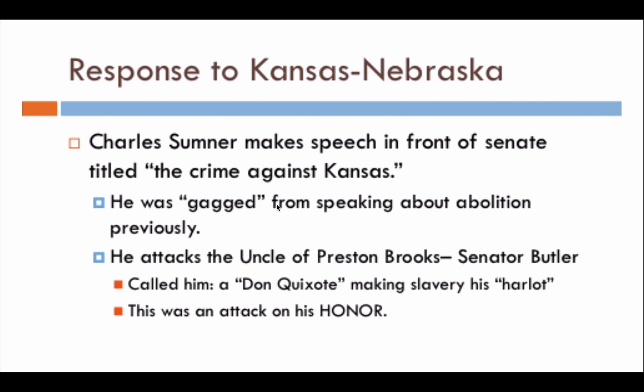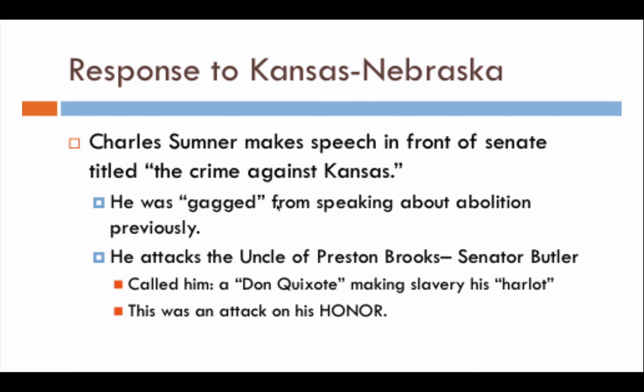Charles Sumner makes a speech in front of the Senate titled "The Crime Against Kansas," and in that speech, he basically attacked, figuratively, a guy by the name of Preston Brooks, or excuse me, the uncle of Preston Brooks, a guy by the name of Senator Butler. He called him a Don Quixote, and what that meant was he was referring to him having inappropriate relations with his slaves. And this was an attack on his honor.